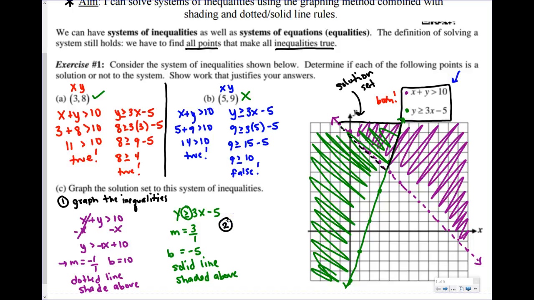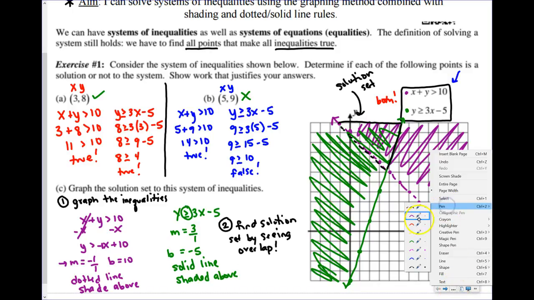So your second instruction is to find the solution set by seeing the overlap. Now this is hard. This is harder when you have pencil, because it can be kind of hard to see the overlap. I'm using colors, so it's a lot easier to see the green overlapping the purple. Okay, but this is your solution set. Alright, all of the points in here are solutions.